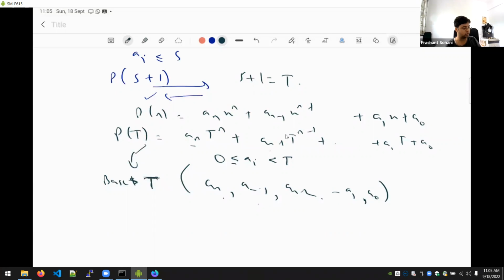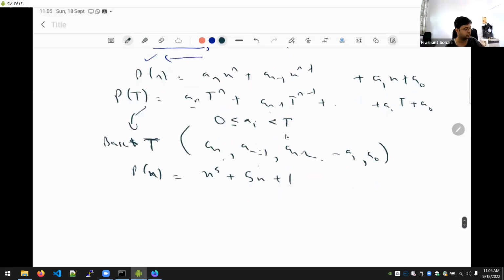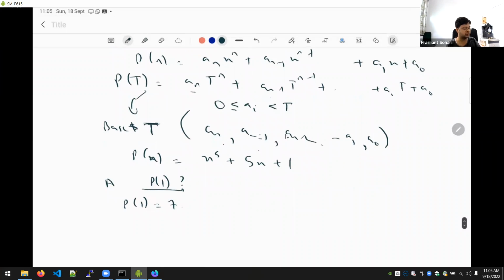Just to give a concrete example, in case it is not clear how this technique works, I will take a small example. Let's say the polynomial p of x is x raised to 5 plus 5x plus 1. Okay. So when Alice asks what is the value of p of 1, Bob will reply that p of 1 is 7. So now what Alice knows is that all the coefficients are less than or equal to 7. So therefore, next Alice will ask the value of P of 8.